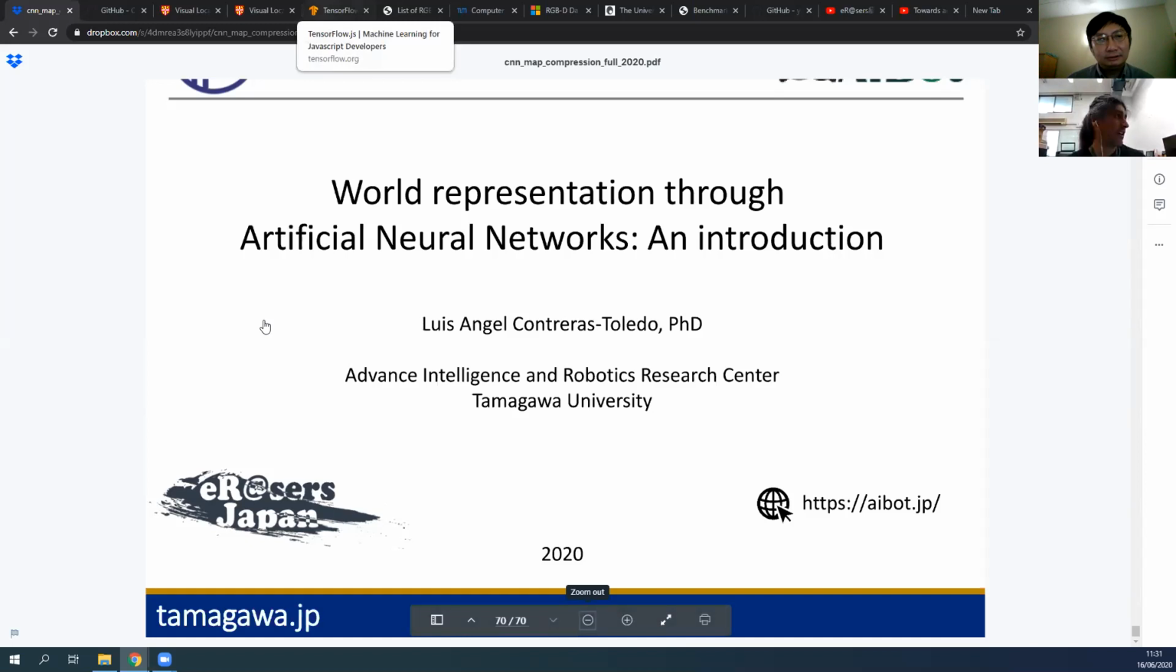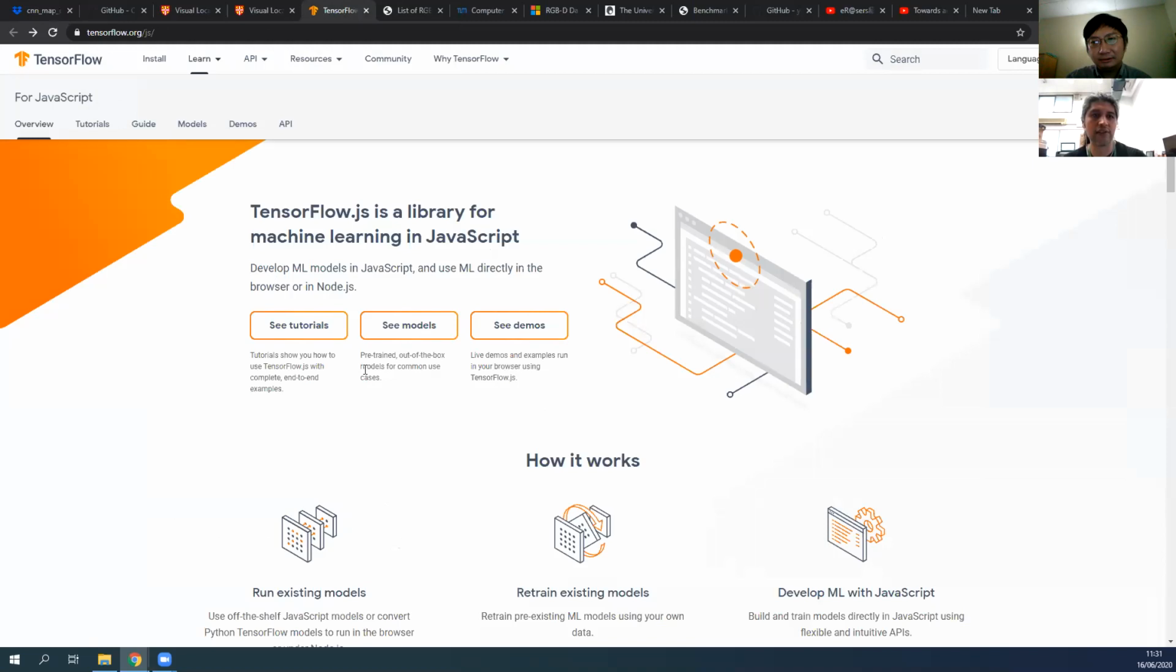TensorFlow allows you to train the data set on the servers they have. So that's one solution. You can use some external servers to do the training, and then you can just install the final output of the model on your computer. However, to use some neural network models, we might require some GPU power. So any computer with a GPU will work well.